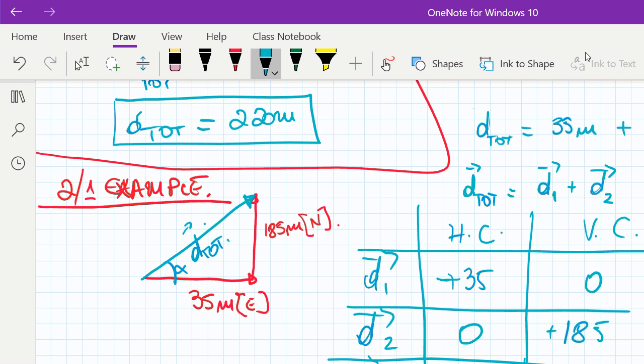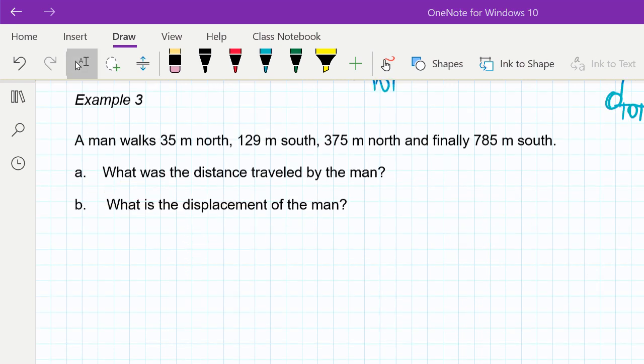Is it clear, guys? Let me know on the chat. This is another example. A man walks 35 meters north and then south and then north and then finally south. What is the total distance and what is the total displacement? Please work on this and then I will get to you with the answers and how to solve it.